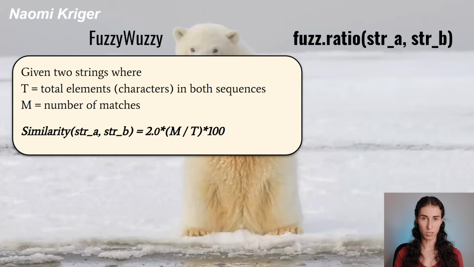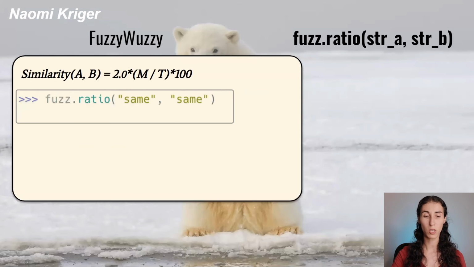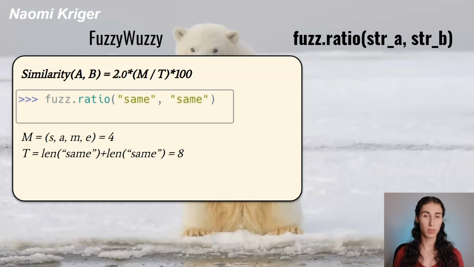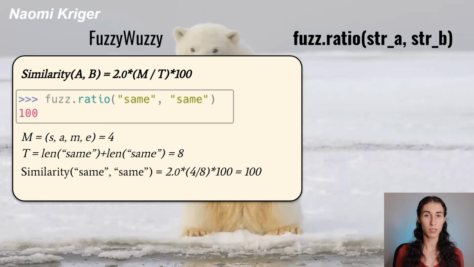Now, to give you a bit more sense, a bit more intuition about this equation, I want to show you what happens when we are comparing 2 identical strings. So here, when we are comparing same and same, we can see that m, number of matches, is 4, t, total length, is 8, and then using our equation, we would see that the similarity score is 100.